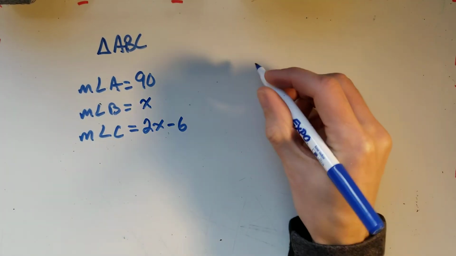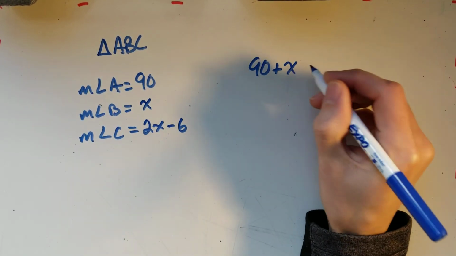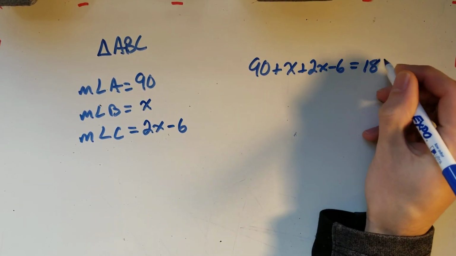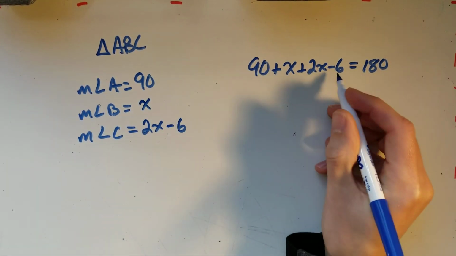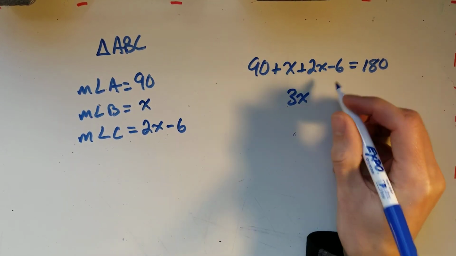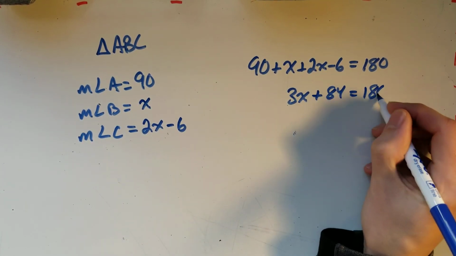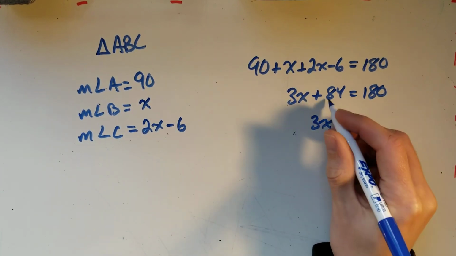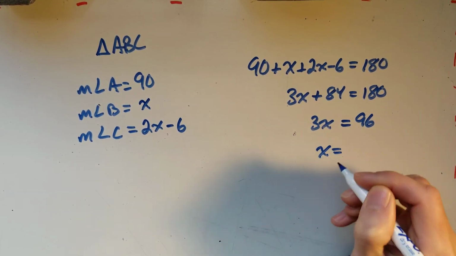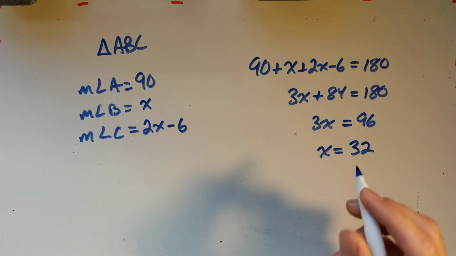So now we have 90 degrees plus, we can add the expressions even though we don't know their measurements yet. We can still add what represents them. Now we have a nice equation, and we can go ahead and combine like terms. 3x, 90 minus 6 is plus an 84, and that equals 180. So 3x, when you minus 84, should equal 96. Then when you divide by 3, you should get x is equal to 32.